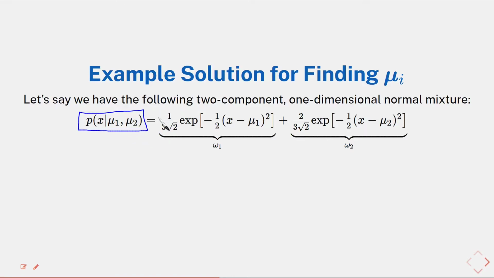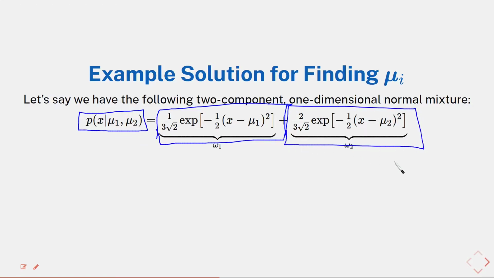And so we have this density here, which is our first component, and this density here is our second component. And what we'd like to do is estimate what these two parameters are.